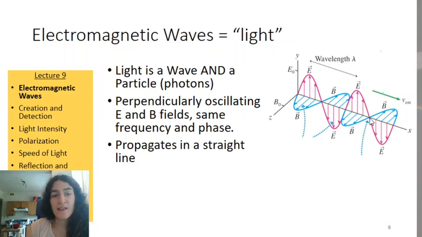It always propagates in a straight line, right? So this electromagnetic wave always goes in a straight line. As long as it's propagating in a vacuum, it will continue undisturbed.